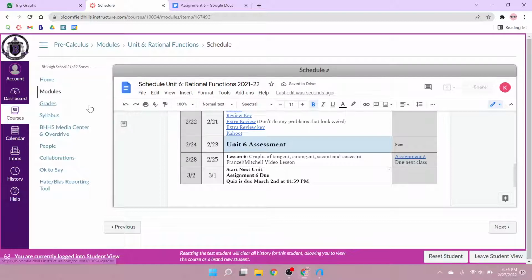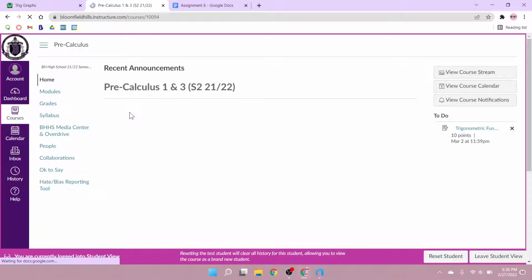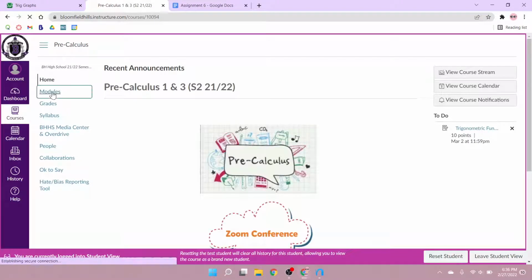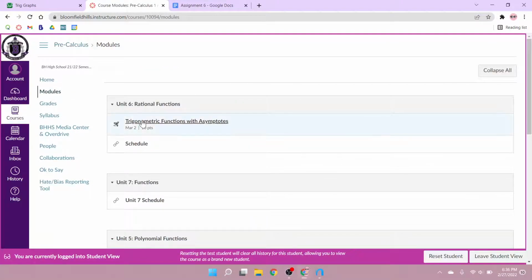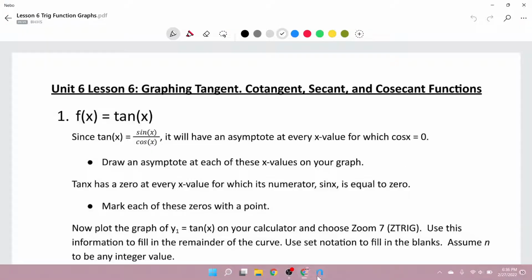This quiz that I'm talking about, you will find it on Canvas. It is a take-home quiz. If you go to modules, right here, trigonometric functions with asymptotes. This is a take-home quiz. You have 2 tries at it. Your score will be the average of the 2 tries, and it is due March 2nd at 11:59 p.m., and it is 10 points. So I just want to make sure you are well aware that you have a quiz that goes along with this lesson and assignment today. Okay, with that being said, let's jump in.